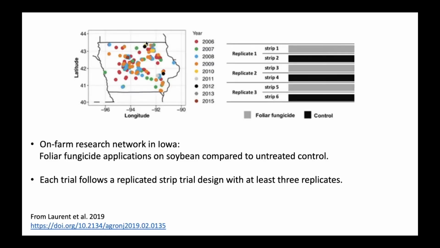So this is an example of a network of on-farm experiments here located in Iowa. So each point corresponds to one farm and to one experiment. So each experiment aims here at comparing the effect of fungicide application on soybean yields compared to untreated controls, and each trial follows a replicated strip trial design with 3 replicates, and each replicate includes a control and a treatment, and each experiment is directly conducted by the farmer.